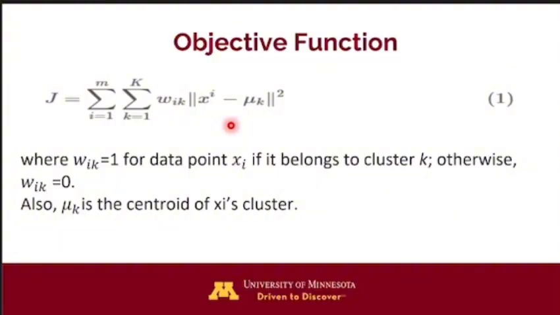When you belong to a particular cluster, WI is going to be 1. When you belong to a different cluster, it's going to be 0. Okay, but let me tell you this. What is the mu K? The mu K is like a particular centroid, the mean of a particular group. That is what mu K is about.